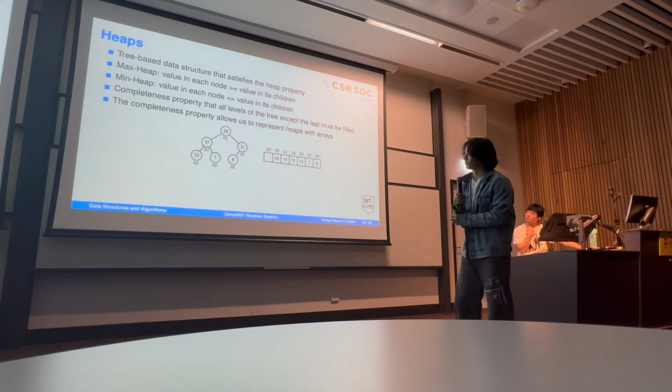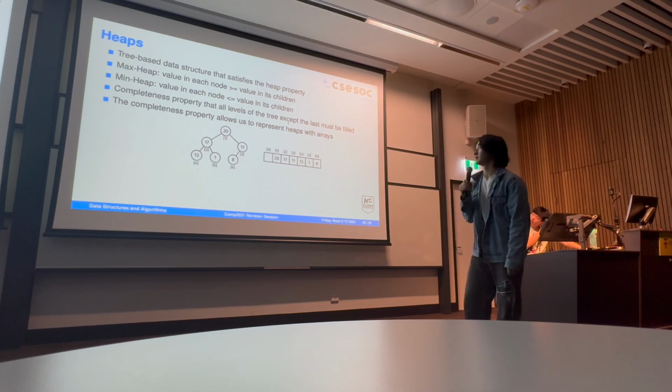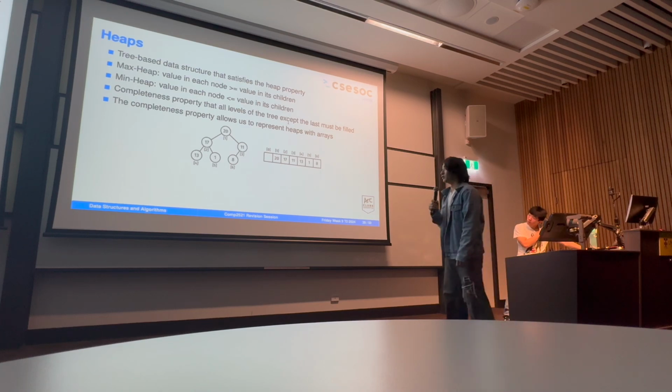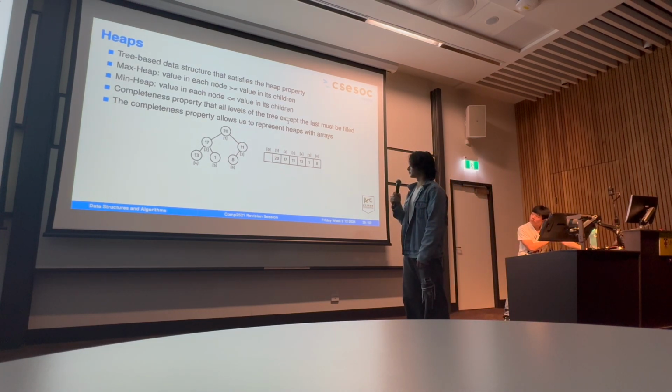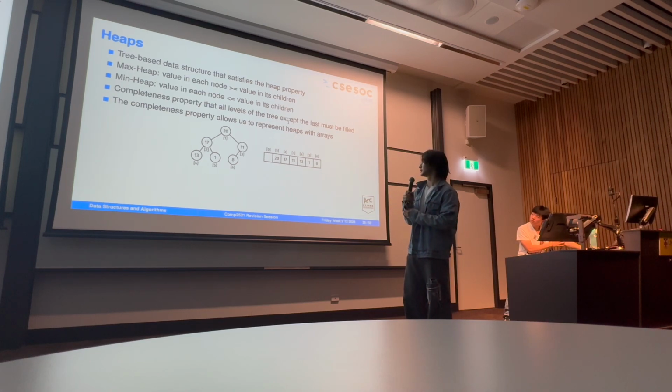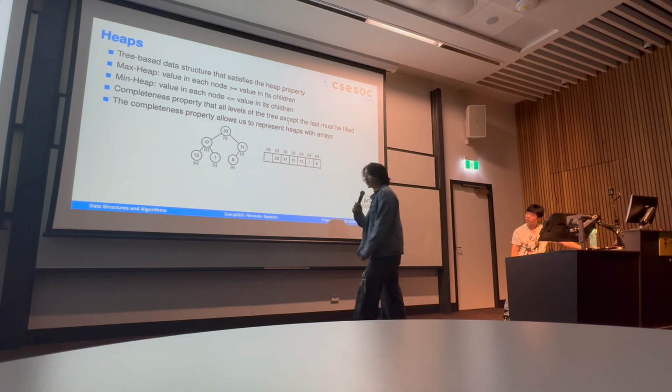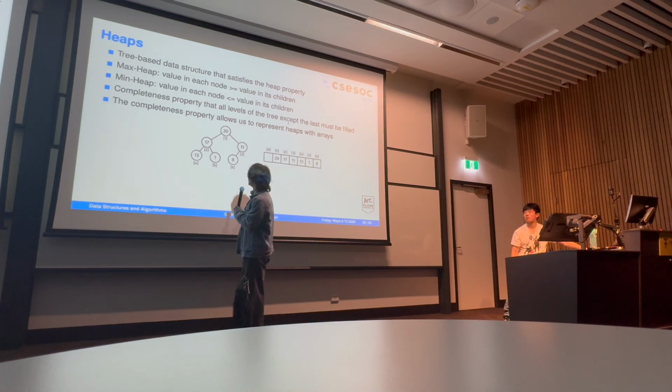And then finally, we also have a very important thing called the completeness property. This is that all levels of the tree except the last must be filled. The completeness property allows us to represent heaps with arrays. What do we mean by this?